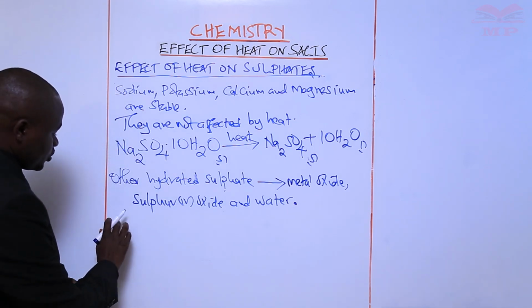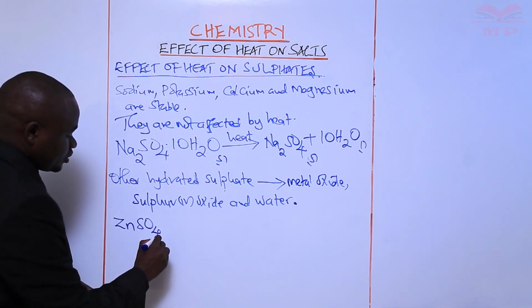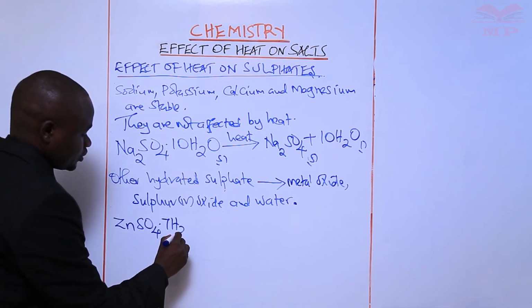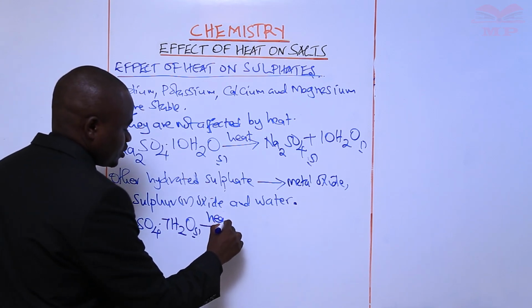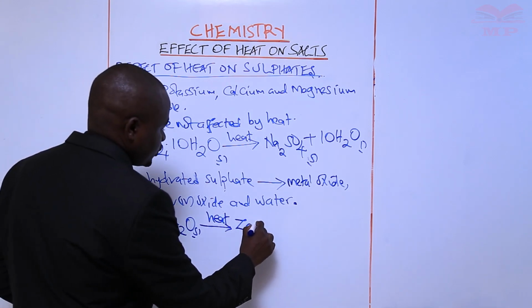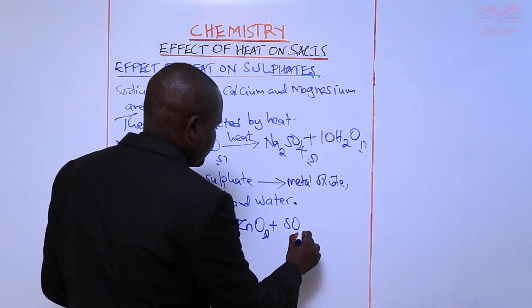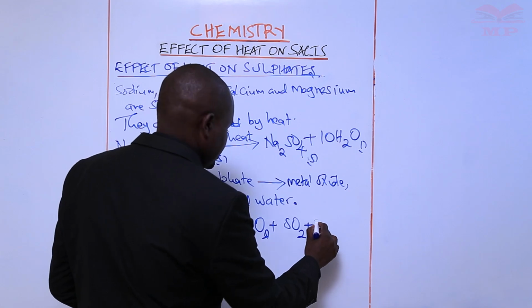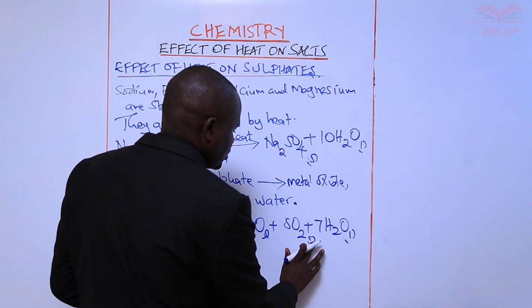So we are going to consider the hydrated sulfate of zinc. So hydrated zinc sulfate decomposes as follows. We get zinc oxide plus sulfur oxide and the 7 molecules of water of crystallization.